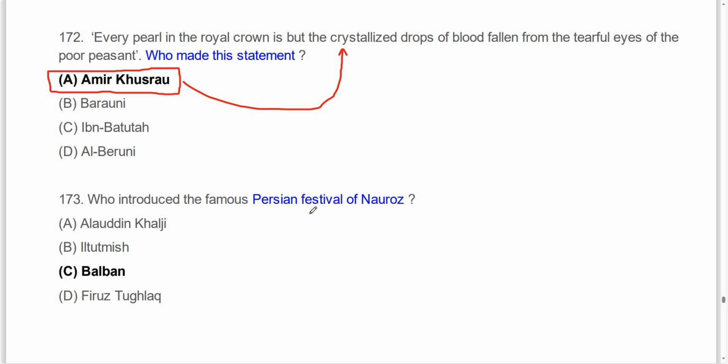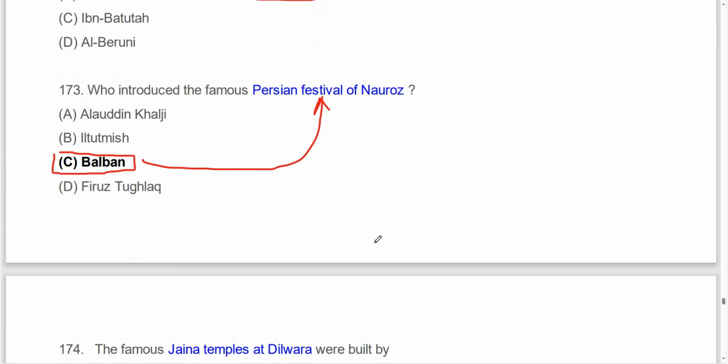Who introduced the famous Persian festival Nowruz? Balban is the one who introduced the Persian festival Nowruz. The Persian festival Nowruz was introduced by Balban.